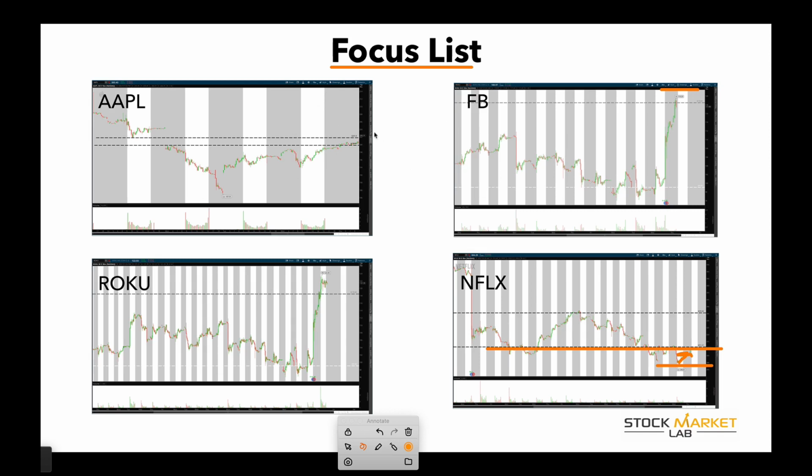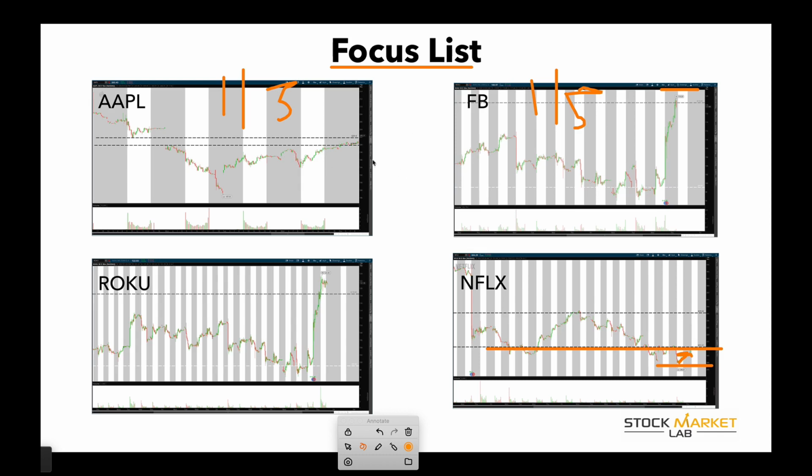Now, when I do this, I have multiple screens set up, which I will show you in the later parts. And when I have multiple screens set up, I would have, let's say Apple, a 1 and a 5-minute chart of Apple open up. I would have a 1 and a 5-minute chart of Facebook open up. I would have a 1 and 5 of Roku, Netflix, and so on. Now, if one of them does what I'm anticipating for it to do, or it showcases me a potential play, I will then move it onto my main screen and then I will trade it.